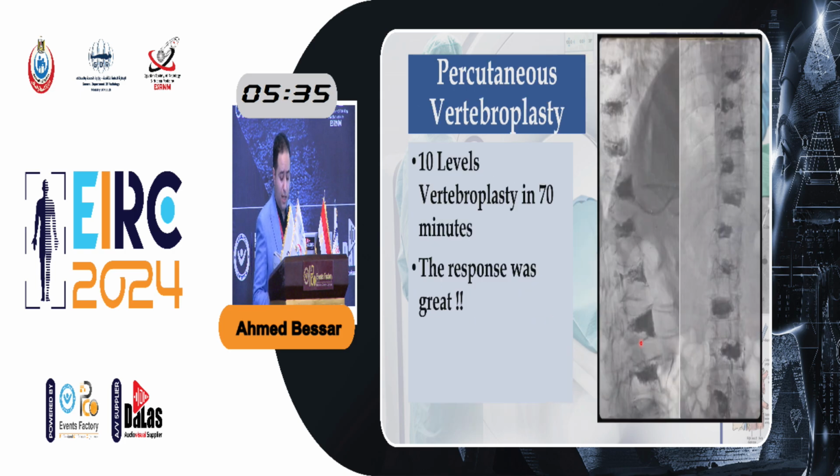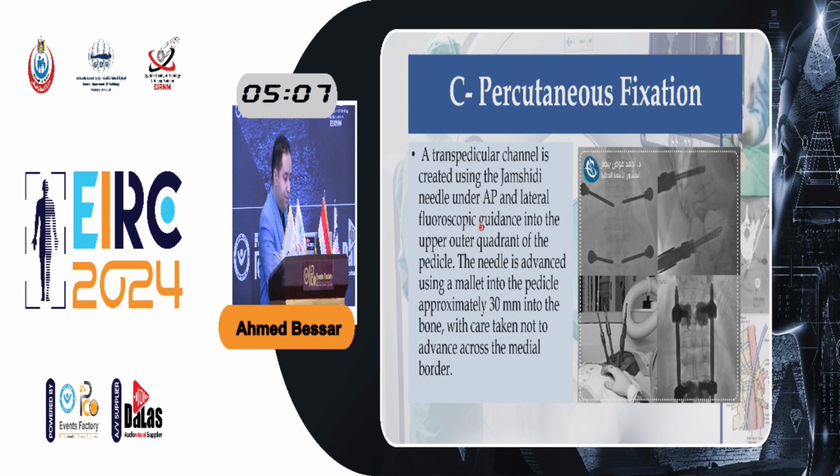This is one of our case reports. She had an unexplained vertebral fracture not treated by an endocrinologist or orthopedic surgeon, with shortening of stature by 10 centimeters. We decided to do 10-level vertebroplasty in the same session. You can see 5 lumbar vertebrae and 5 dorsal vertebrae. We did the vertebroplasty in the same session in 70 minutes.